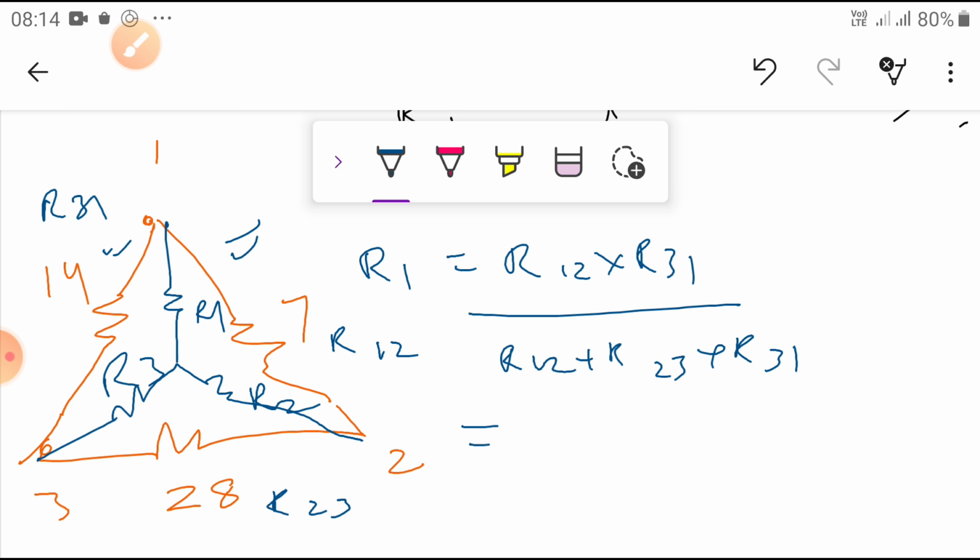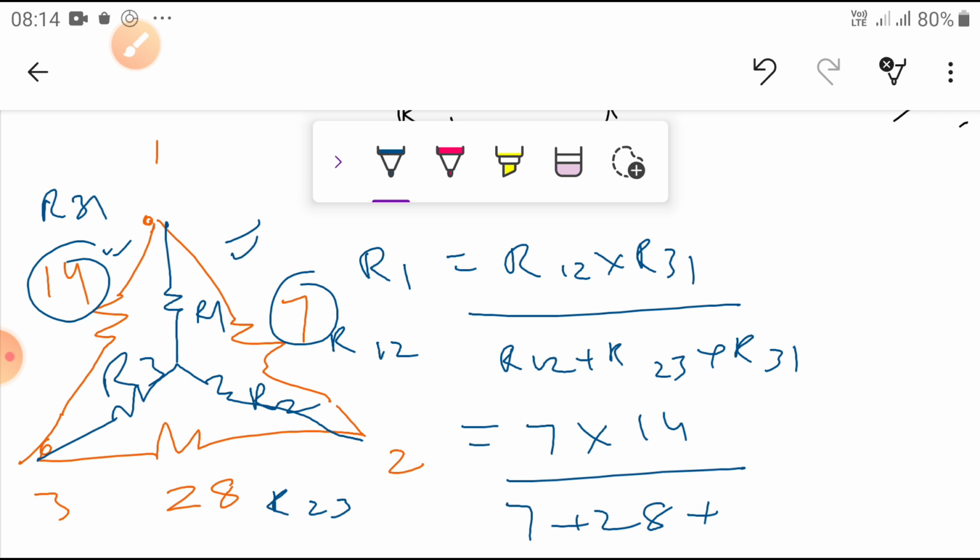So simply, R12 is 7, R31 is 14, divided by 7 plus 28 plus 14. So what is the value? 7 plus 14 is 20 and 48. We get 7 into 14 by 48. Now simply simplify it. 7 into 14 by 4 into 8. 2 7s are, 2 2s are, 2 8s are, 7 1s are 7, 4s are.